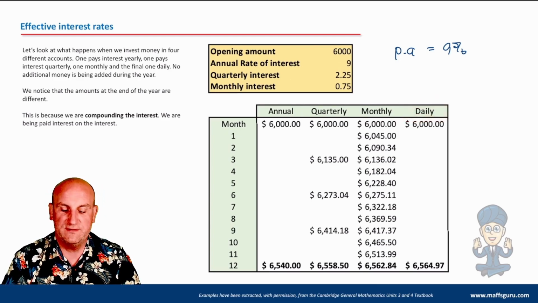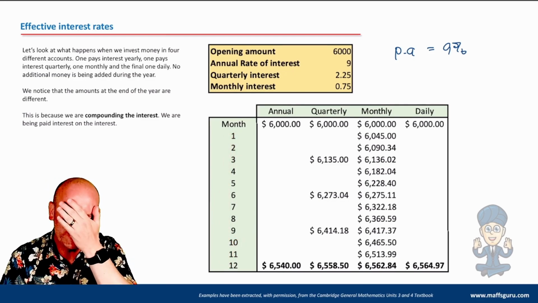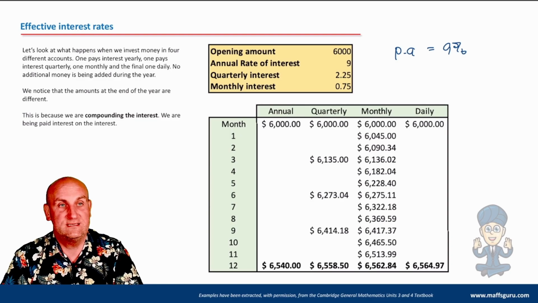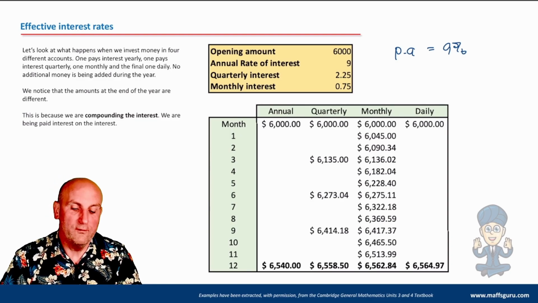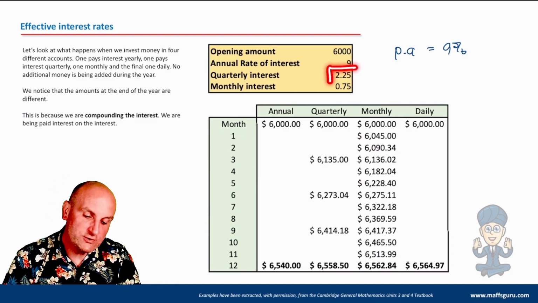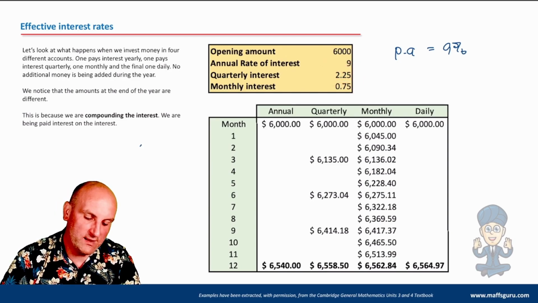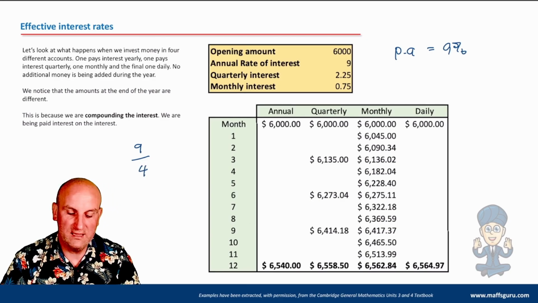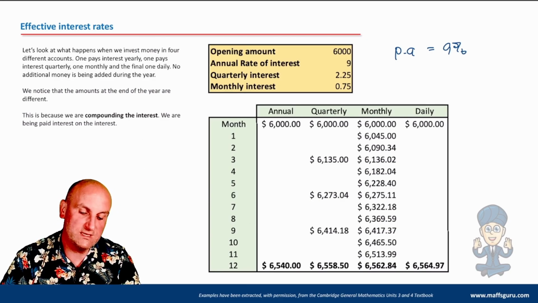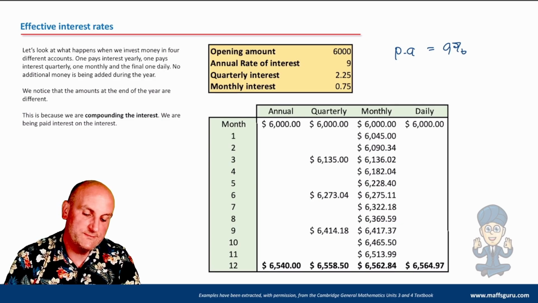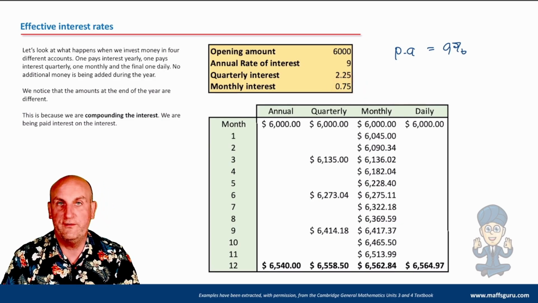Now, for the purposes of this, there is no way I am having 365 columns on this table. We'd never fit it in. We'd never be able to see it. But I've worked out my interest rate for quarterly at 2.25%. If you're wondering why it's 2.25, I've done 9, which is my nominal, divided by quarterly, which is 4. That gave me 2.25. I've also worked out my monthly interest, which basically works out to be 0.75.